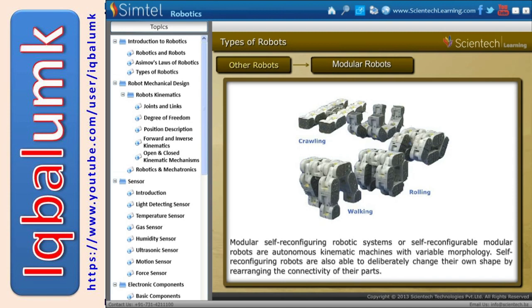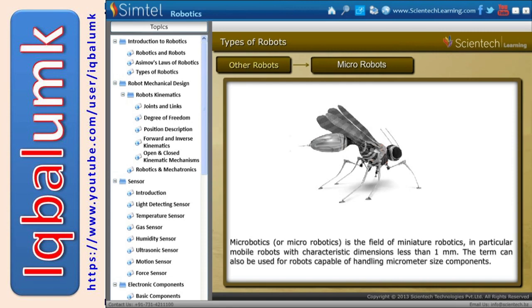Next is micro-robots. Micro-robotics is the field of miniature robotics, in particular mobile robots with characteristic dimensions less than 1 mm. The term can also be used for robots capable of handling micrometer-size components.